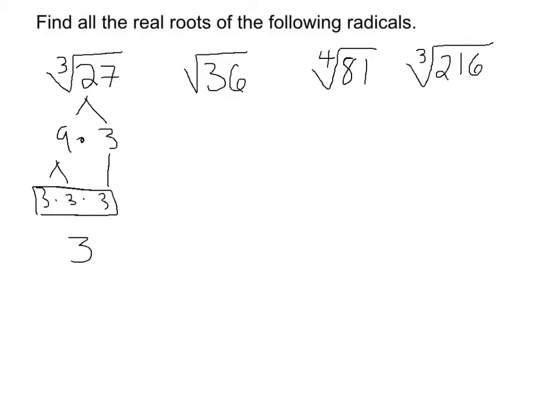Now, since the index is odd, we know that there can only be one real root. If the radicand is positive, it's going to be a positive root. So this is a positive 3.